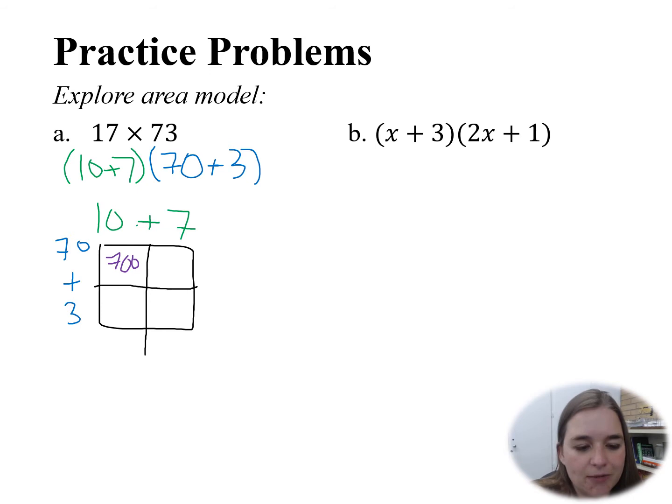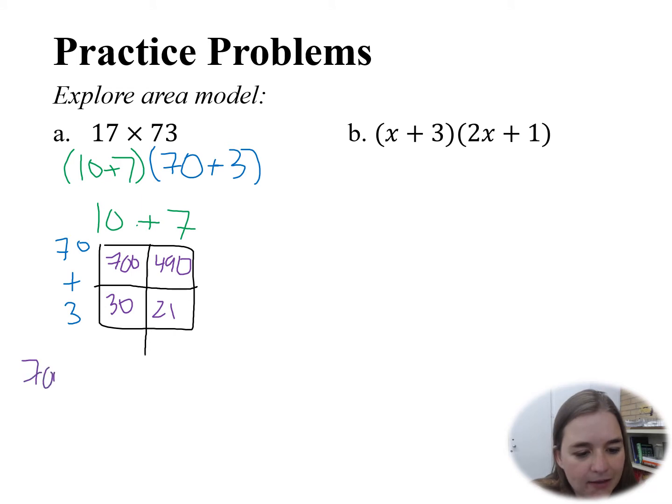The area of my next box here has a length of 7 and a width of 70. So that has an area of 490. The box on the bottom left has a width of 10 and a length of 3. So I know that it has an area of 30. And the last box, 7 times 3, 21. I can talk about decomposing it into each of these boxes here. Well, now to get my final answer, I just need to put it all back together.